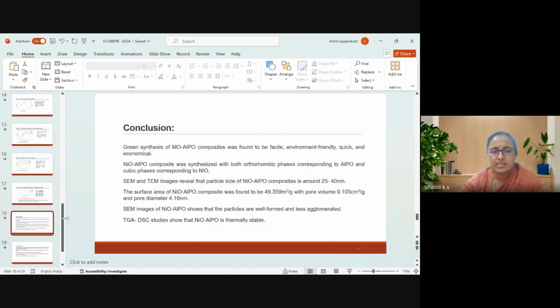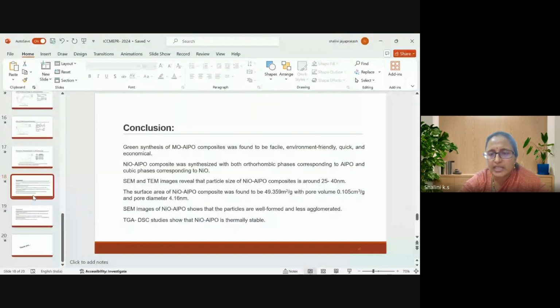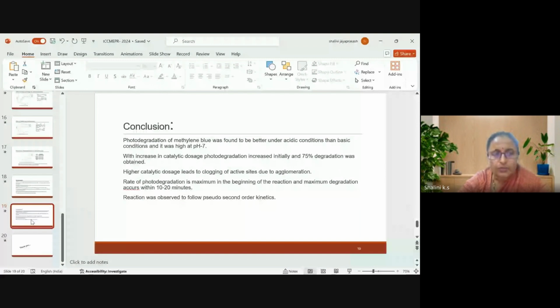To sum up the studies, we were able to synthesize the nickel oxide aluminophosphate composites by a facile, environment friendly method, and these synthesized materials had an orthorhombic phase for the AlPO and a cubic phase for the nickel oxide. The average particle size was found to be 25 to 40 nanometers, and 49.35 meters squared per gram was the surface area. And the material was very stable when we did the thermogravimetric analysis.